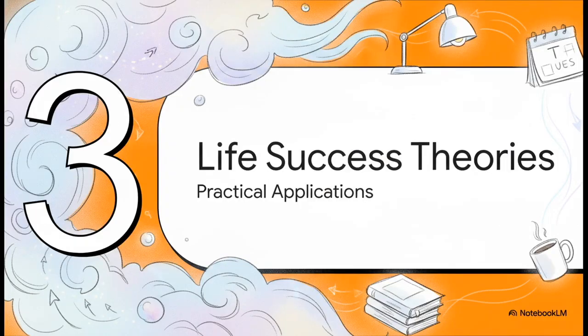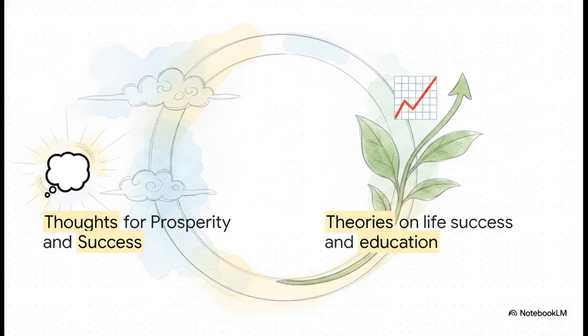All right, part 3, theories on life success. Let's see how this builds visually. The abstract thoughts for prosperity and thoughts for success translate directly into grounded, worldly applications, theories on life success and theories on education. The text makes a direct causal link here. It claims that by aligning your internal spiritual thoughts with the higher laws of the spirit world, you can directly influence your practical education and your physical success in life. It's essentially pitching a unified theory where spiritual enlightenment and material prosperity aren't at odds at all. They're actually 2 sides of the exact same coin.